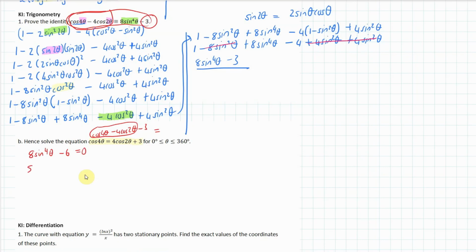Now, we can rewrite that to 8 sine to the 4 theta equals 6. And I go sine 4 theta equals 3/4. Take the 4th root of both sides, and it's going to be plus or minus the 4th root of 3/4. Now, what do we get when we do this? Okay, I'm getting the values theta equals 68.5.